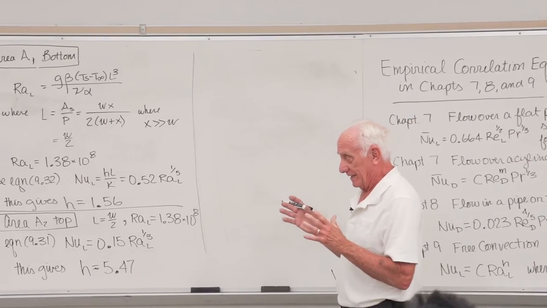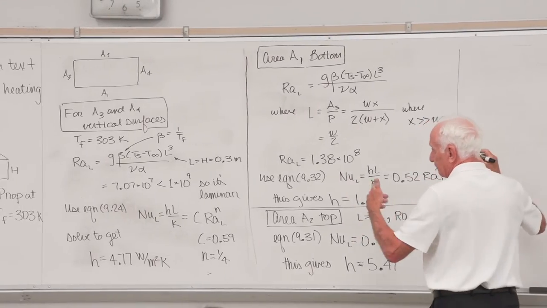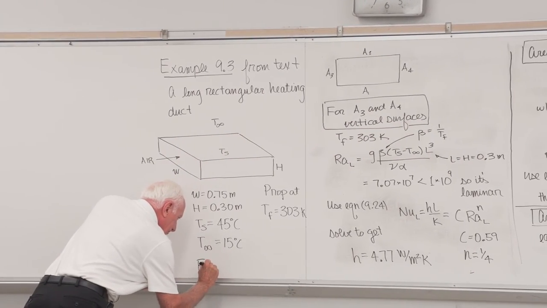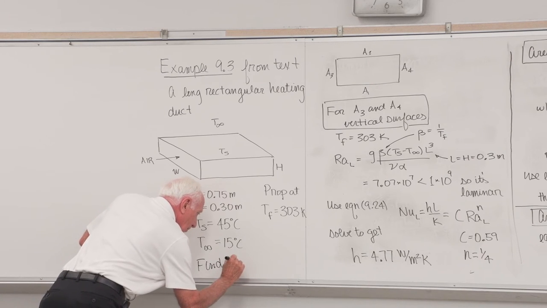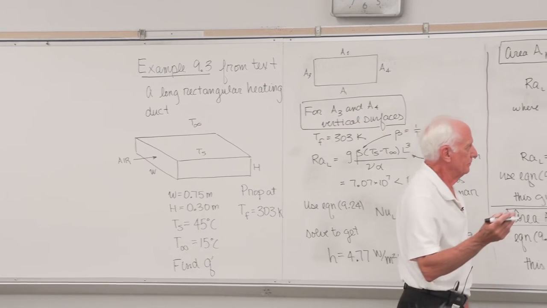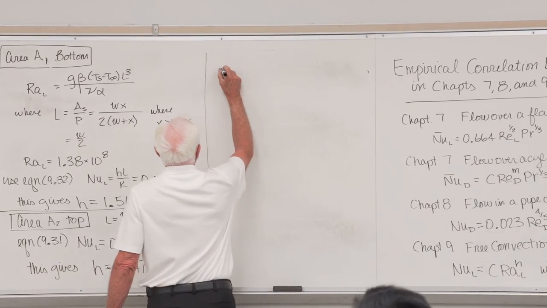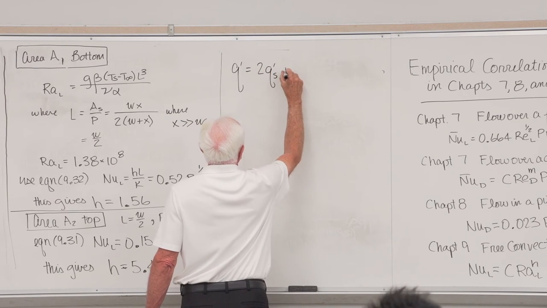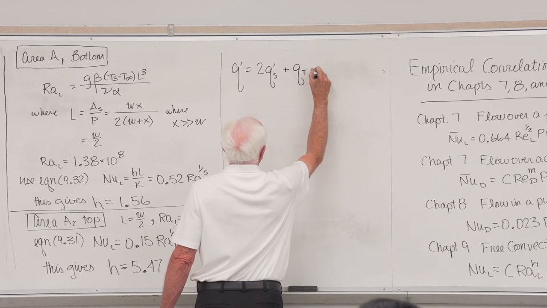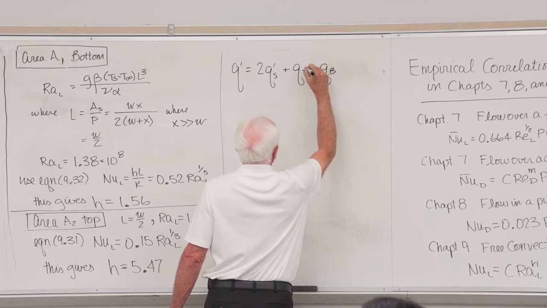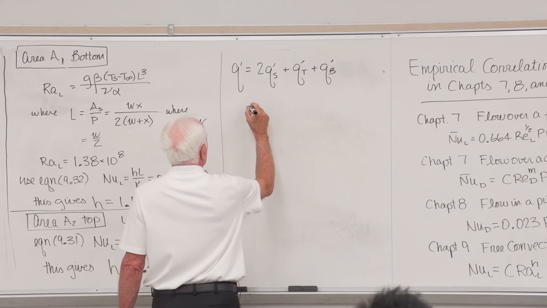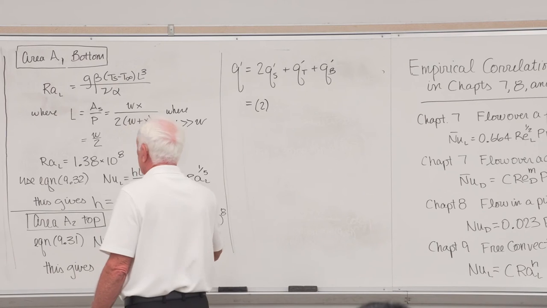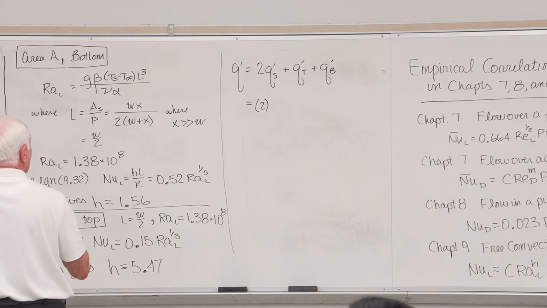Okay, now we're not done. We got the H's, now you gotta find a Q. Okay, that's the problem set. Find Q prime, in watts per meter, because I don't know the length. Okay, so Q prime equals, there are two sides, Q prime sides, plus there's a top, Q top, plus there's a bottom, Q bottom prime. Okay, let's do this guy first. This is for the sides.